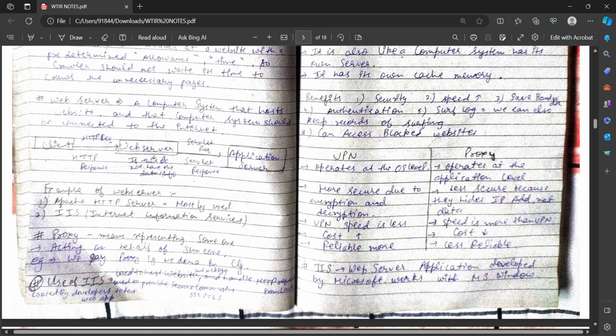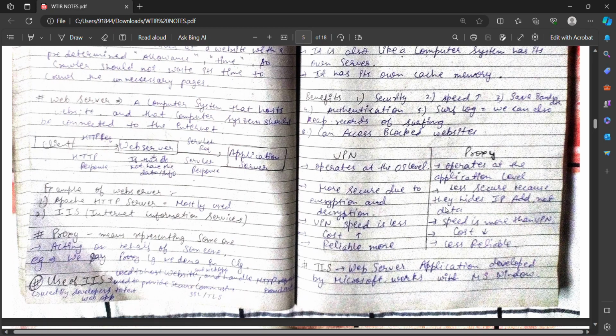Now, what we are going to discuss today is that VPN is also a kind of the same thing. So where are the main differences between VPN and proxy? Maybe some of you know what VPN is. You have also seen VPN, so you are thinking that brother, VPN and proxy server, I think they both are the same. No, there are some little differences that we are going to discuss.